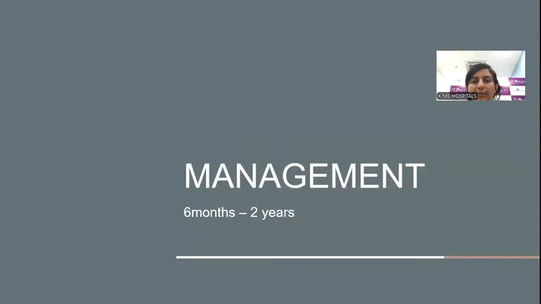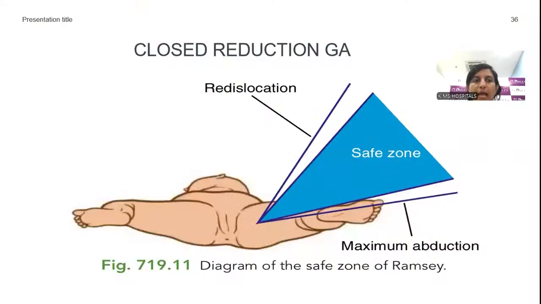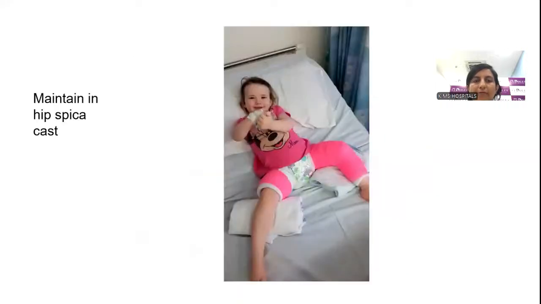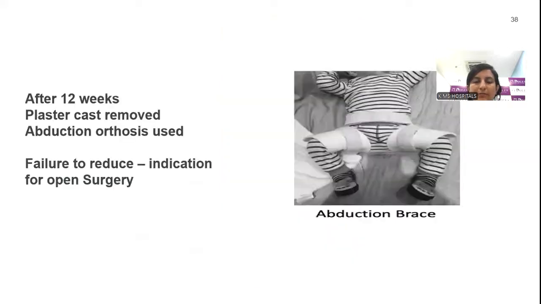So beyond 6 months, when the baby is very active, it is difficult to place the baby in the harness. At this age, we usually do closed reduction under general anesthesia. So the closed reduction should be done considering the safe zone of abduction for babies. And after the closed reduction, baby is maintained in a hip spica cast. So this spica cast is maintained at least for 6 to 12 weeks. So after 12 weeks, the plaster cast is removed. And at this point, if the hip reduction is successful, then we use abduction orthosis. But in case there is failure of reduction of the hips, then this is an indication for open surgery.